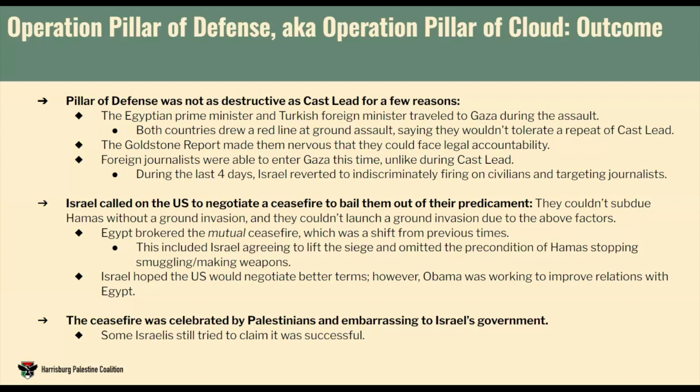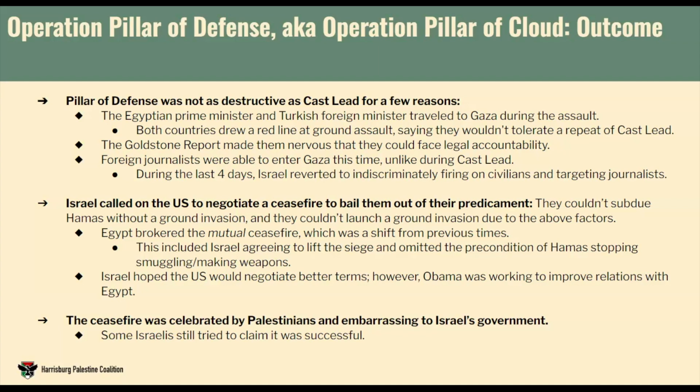So Egypt brokered a mutual ceasefire, which was a shift from previous times. And this included Israel agreeing to lift the siege and omitted the precondition of Hamas stopping smuggling or making weapons. Normally, they condition any lifting of a siege with Hamas disarming. Israel hoped that the US would negotiate better terms for them, which was kind of why they weren't as nitpicky about the terms. But at the time, Obama was working to improve relations with Egypt, so he didn't side with Israel the way they were hoping for. This ceasefire was celebrated by Palestinians and embarrassing to Israel's government, but some Israelis still tried to claim it was successful because they don't want to admit when they lost or were embarrassed.